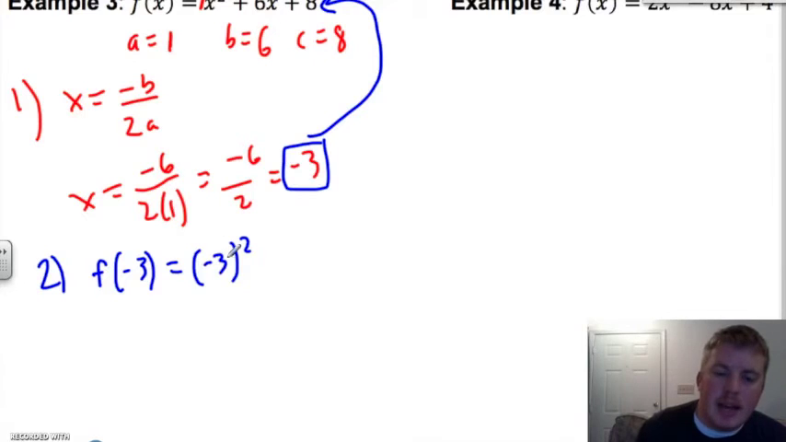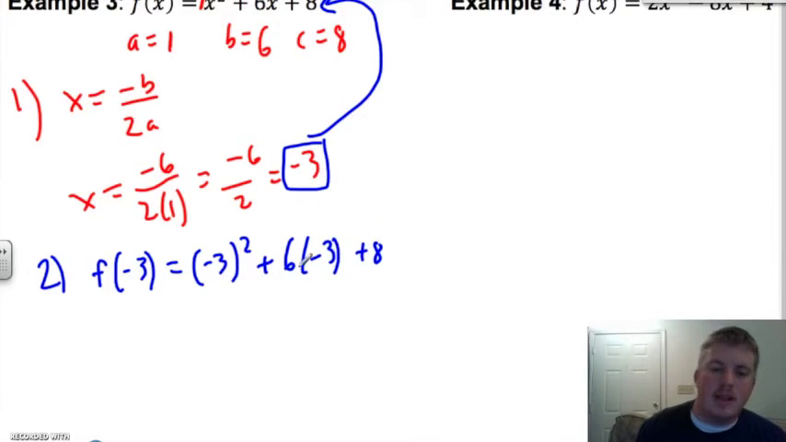If you don't put the parentheses around this negative 3 and you type this into your calculator, it is going to spit out an incorrect answer. It's going to square the 3 and then stick the negative in front of it instead of thinking that it is negative 3 squared. So it's a good idea to add those parentheses in. Plus 6 times negative 3 plus 8.